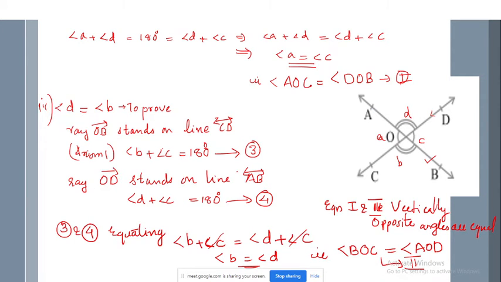And then we will consider this ray, ray OD. Now, ray OD is standing on the line AB, so we can say that angle D plus angle C is equal to 180 degrees. So, equating equations 3 and 4, we get that angle B is equal to angle D, that is, angle BOC is equal to angle AOD. So, the second pair of vertically opposite angles are equal. Hence we have proved it.